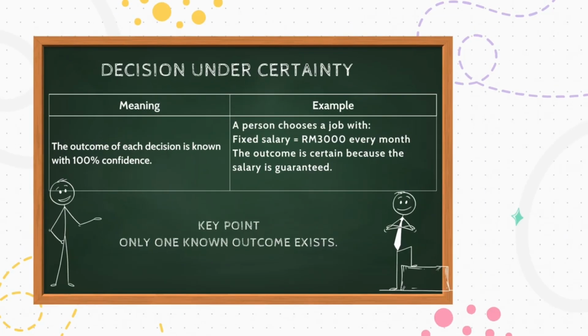The first type is decision under certainty. Decision under certainty happens when the outcome of each decision is already known with 100% confidence. There is no risk and no doubt involved because the result is guaranteed. For example, a person chooses a job with a fixed salary of 3,000 ringgit every month. The outcome is certain because the salary is guaranteed. So the key point here for decision under certainty is only one known outcome exists. This is the easiest type of decision making because all information is fully available.